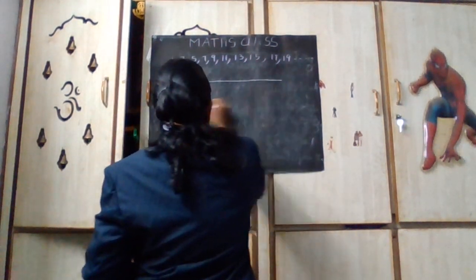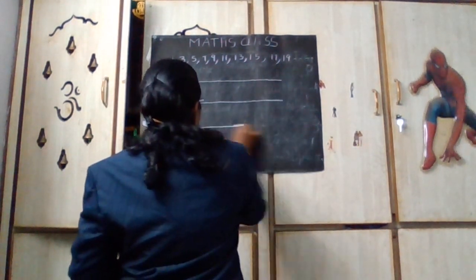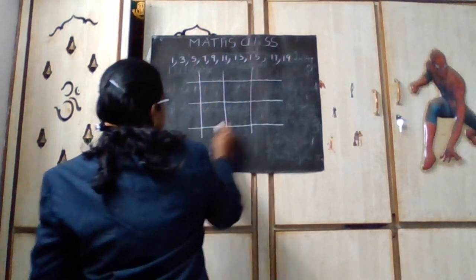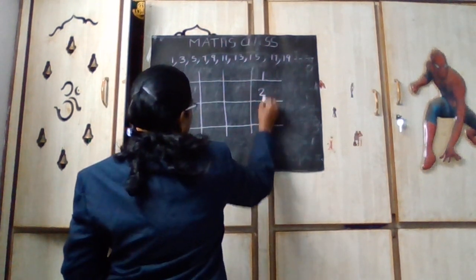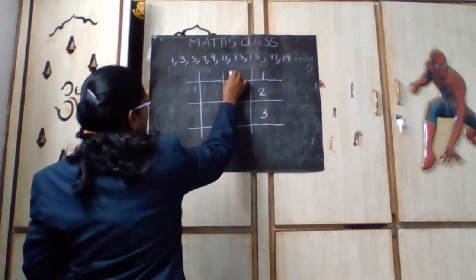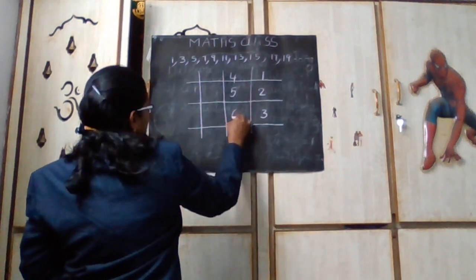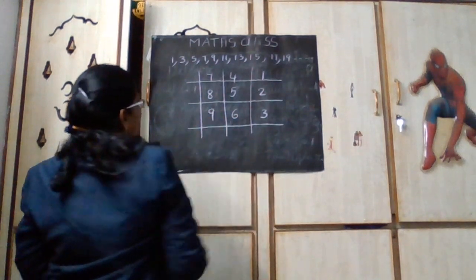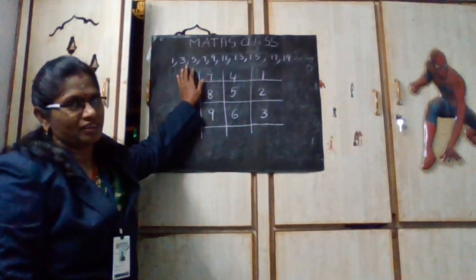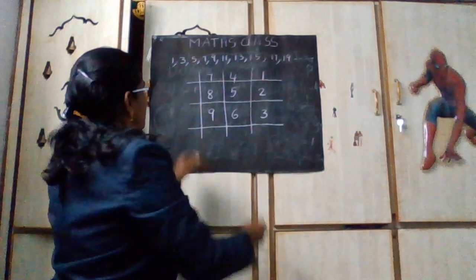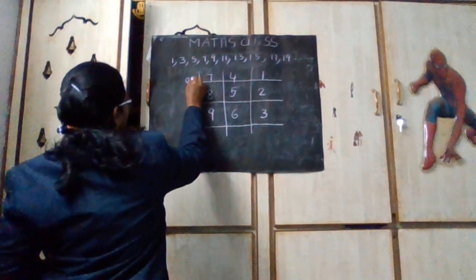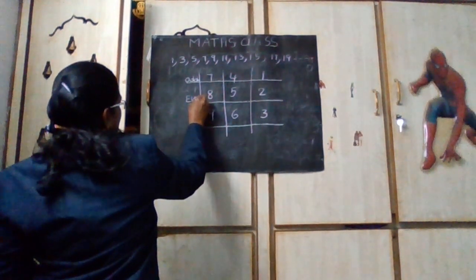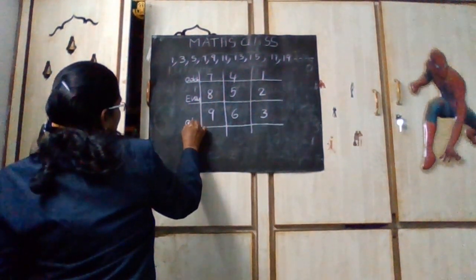draw 3 boxes like this, 3 horizontal lines, 3 vertical lines. Okay, start from 1, 2, 3, 4, 5, 6, 7, 8, 9. First we collected all the odd numbers here. Do you remember? In this column we write odd numbers, remember children, in the tens place. Here an even number, and here again an odd number.